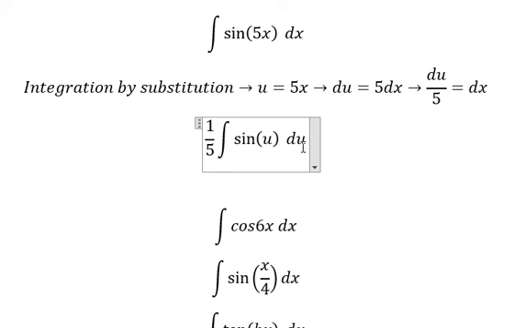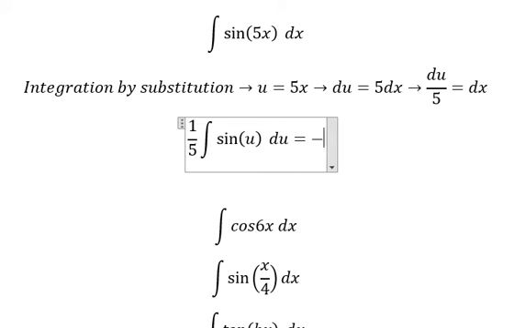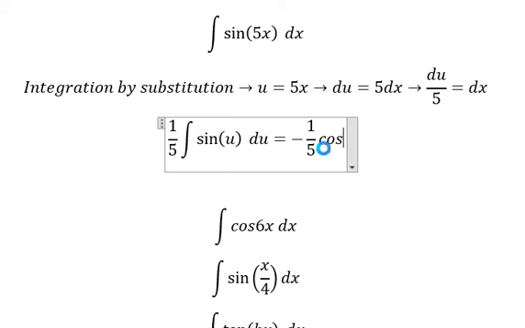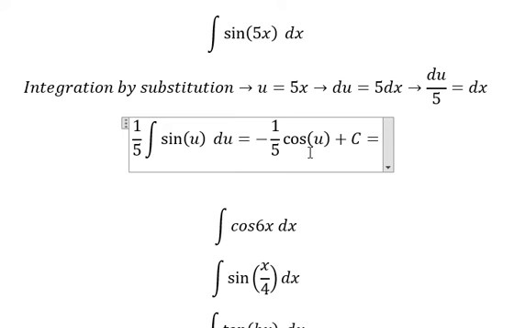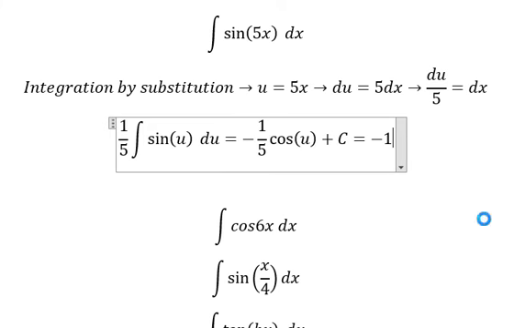The integration of sine u, you will get negative 1 over 5 cosine u. Then u is 5x.